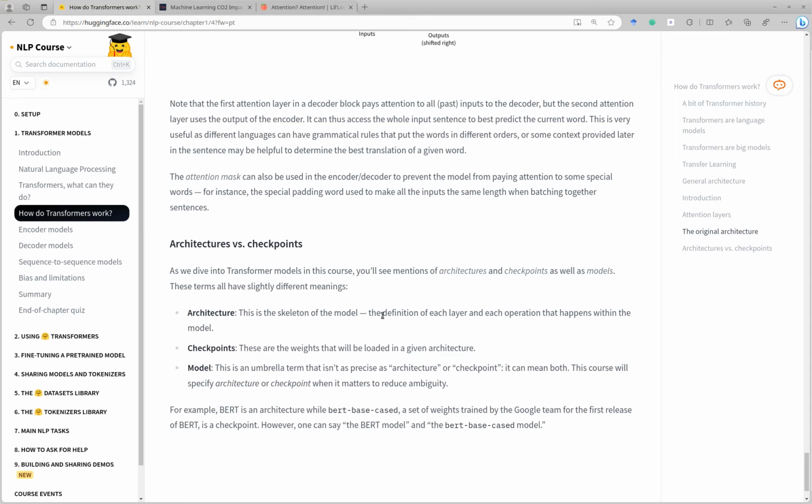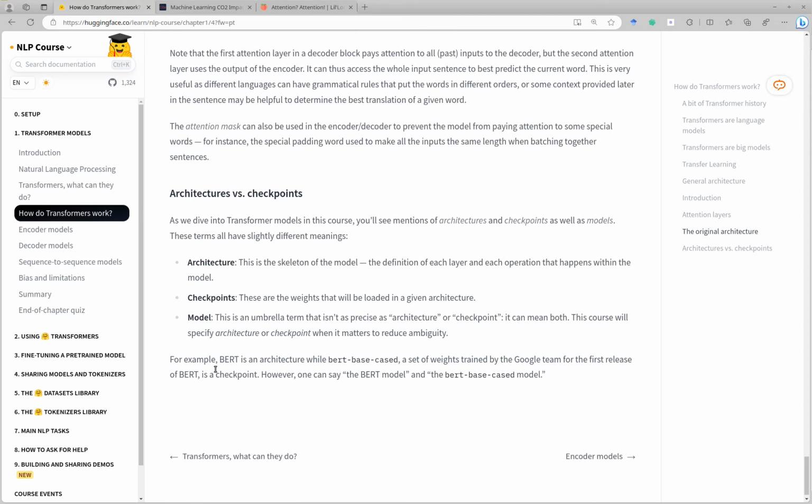So architecture is the skeleton of the model. What does it mean? It is the definition of each layer and each operation that happens within the model. And checkpoints are just the weights which will be loaded into the given architecture, so that it will start manipulating the tokens. And model is an umbrella word which is used interchangeably for both architecture and checkpoint. In this course they have avoided this term wherever possible and use architecture and checkpoints.